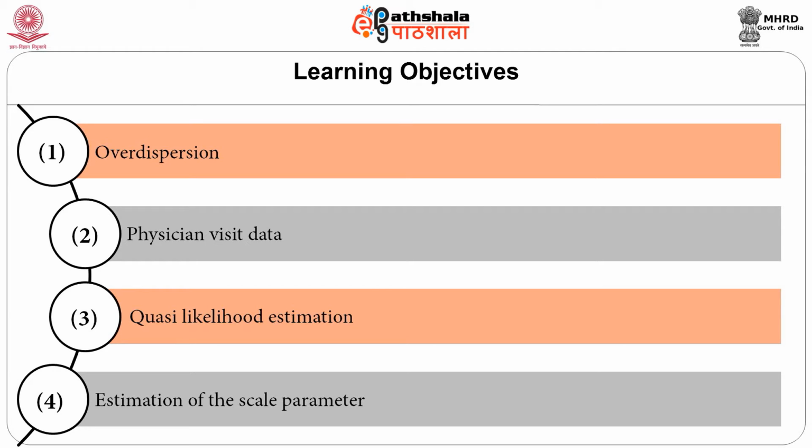Learning objectives for this module. We shall first redefine the concept of overdispersion. Next, we shall see an application of techniques for overdispersion in the context of the physician visit data. We shall go more deeply into the technique of quasi-likelihood estimation, which we know is one means of modeling overdispersion. Quasi-likelihood estimation leads to estimators of the regression coefficients and not of the scale parameter. So finally, we shall look at a method of moments-based estimator for the scale parameter.